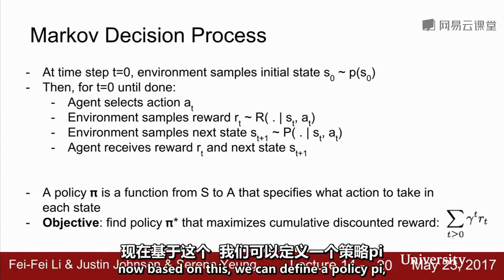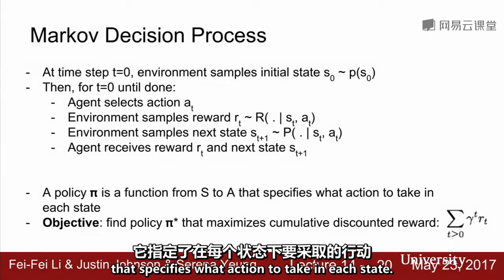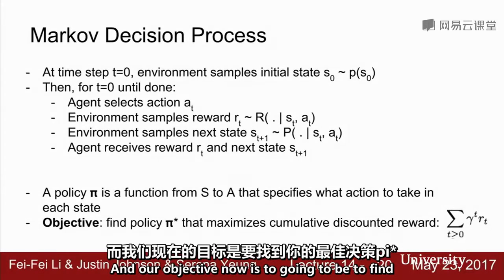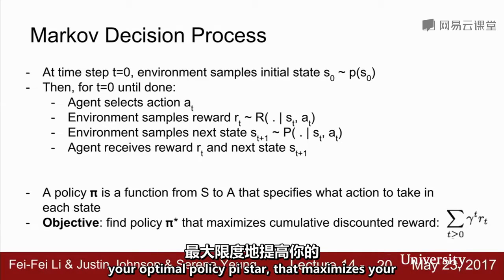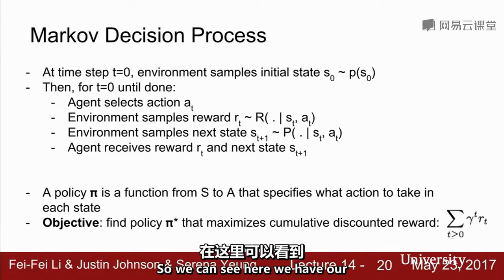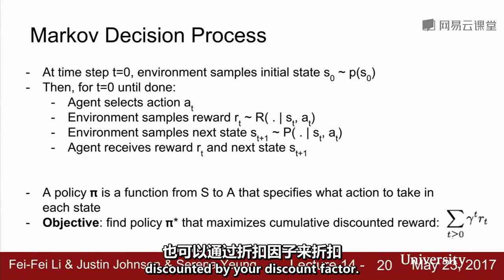Okay, so now based on this, we can define a policy pi, which is a function from your states to your actions that specifies what action to take in each state. And this can be either deterministic or stochastic. Our objective now is to find your optimal policy pi star that maximizes your cumulative discounted rewards. So we can see here we have our sum of future rewards, which can also be discounted by your discount factor.